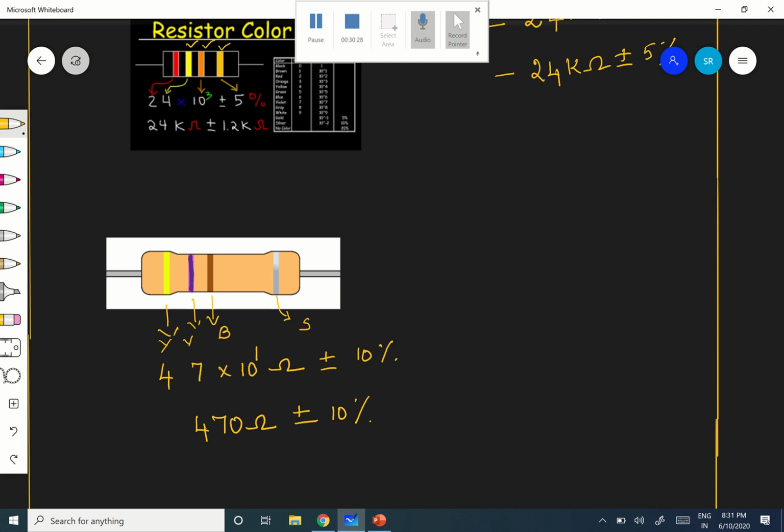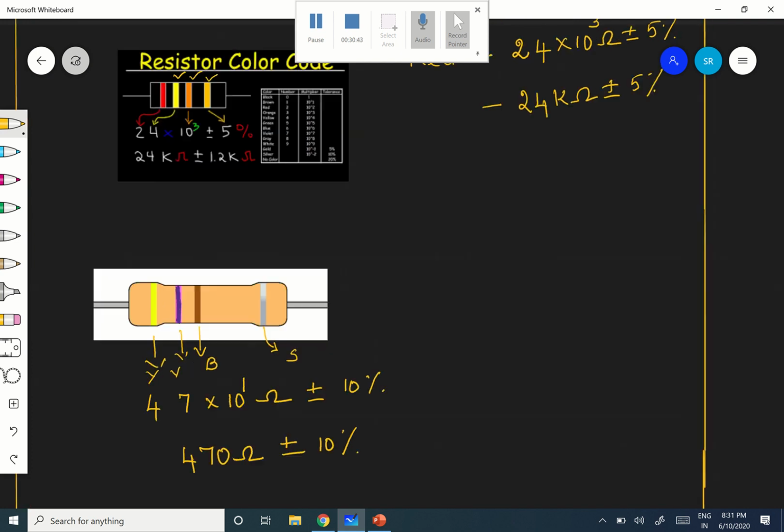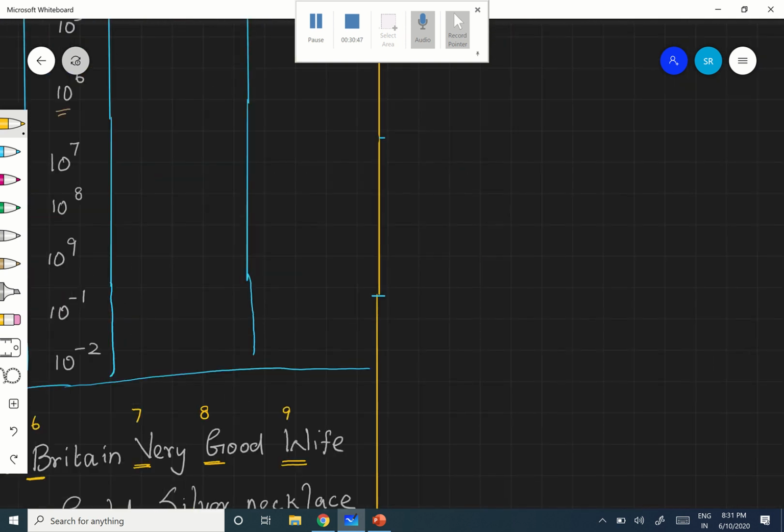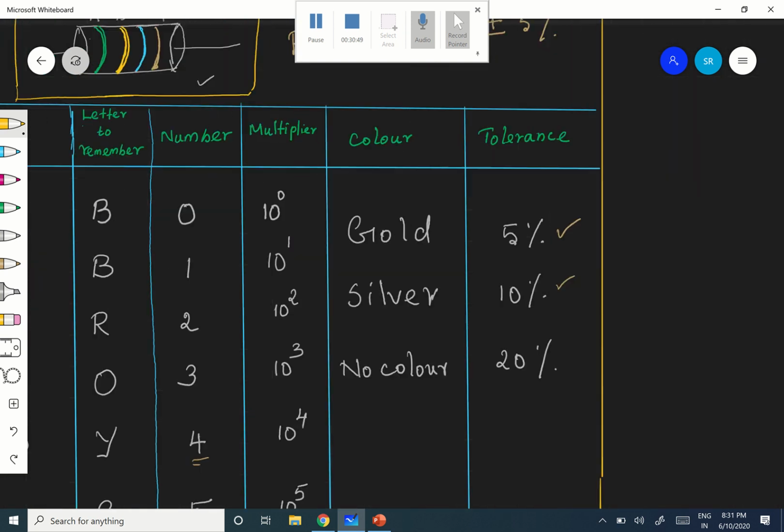So this is yellow, then violet is 7. Yellow is 4, violet is 7, and it is brown. Brown means it is 1, therefore into 10 power 1 multiplier. Then silver, what is that? 10%. If there is no color, then it will be 20%. Okay, this is about color coding.